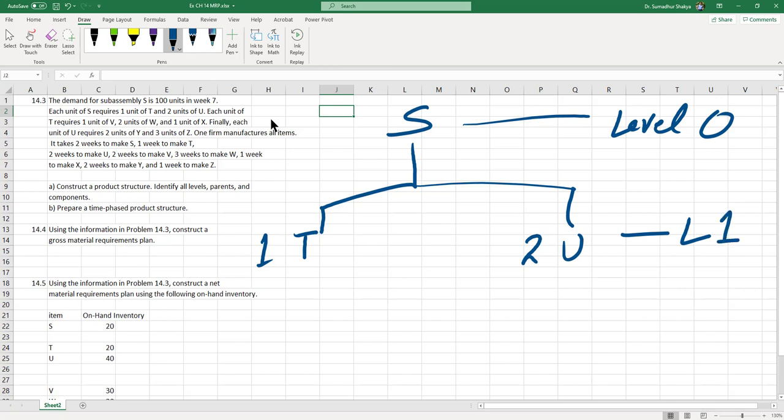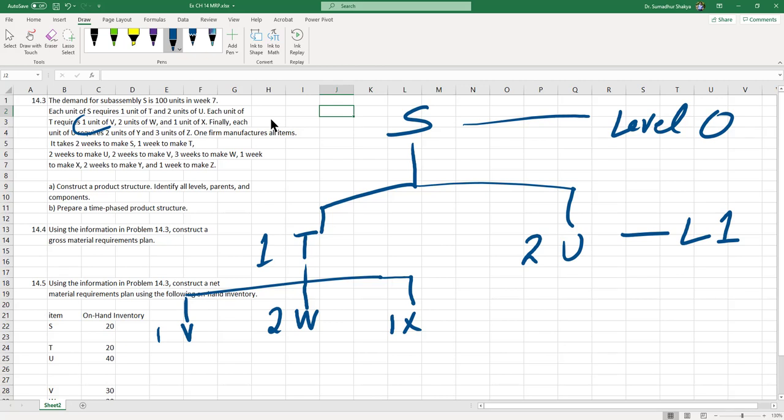Now remember, this always starts from 0. This is the final product. This is the first tier of components for the final product. Each of T requires 1 of V, 2 of W, and 1 of X.